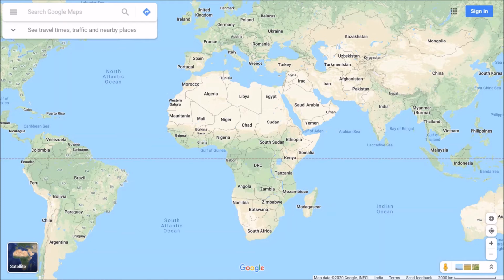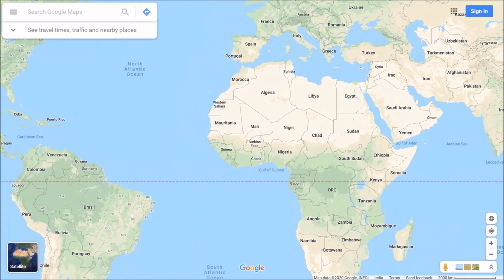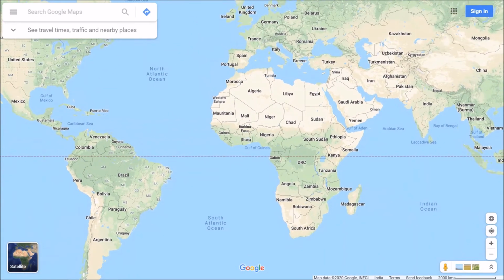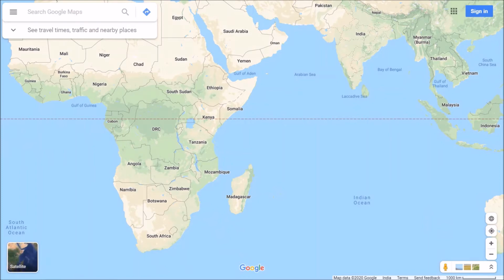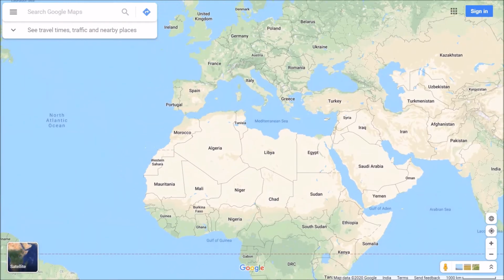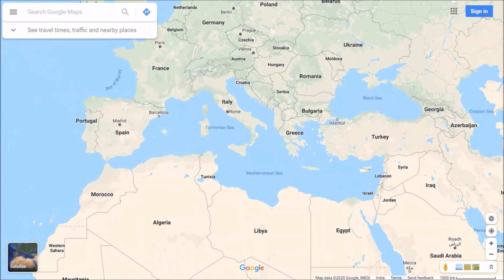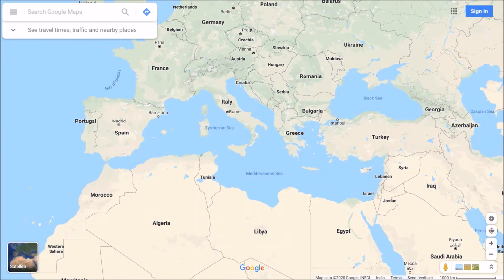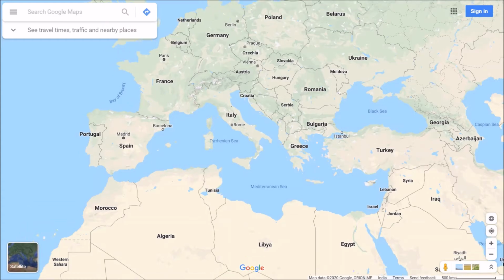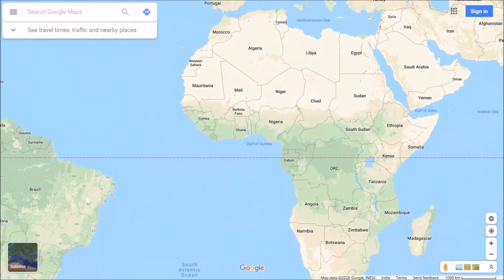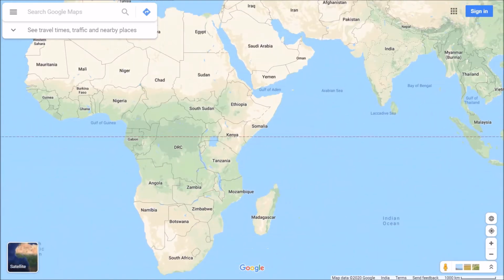So here on the west, there is the Atlantic Ocean. You can see over here, the North Atlantic Ocean and the South Atlantic Ocean. On its eastern side, it is surrounded by the Indian Ocean, right? As we move to the northern part, it is flanked by the Mediterranean Sea. So Mediterranean Sea on the north, Atlantic in the west, Indian Ocean in the east.